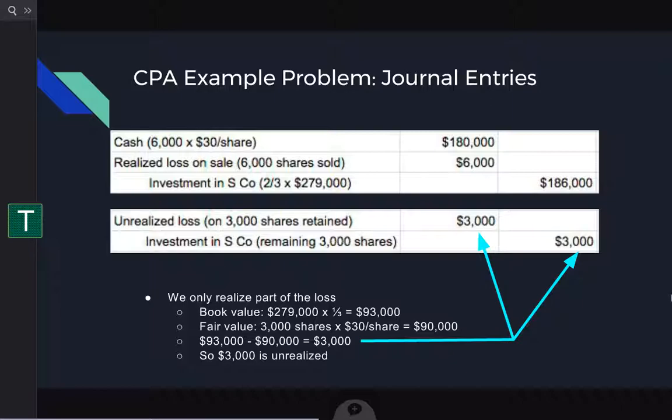Then we have the unrealized loss, which is 3,000, and the investment in S company again, which is also 3,000. To find this amount, this is going to be the difference between the book value and the fair value of the amount that we still own. So the book value is going to be the remaining 1/3 that we still own times $279,000. So that'll be $93,000. Then we have the fair value, which is going to be the 3,000 shares we still own times what we sold it for, which is $30 a share, equals $90,000. Difference between 93,000 and 90,000 is 3,000, so we leave $3,000 unrealized.